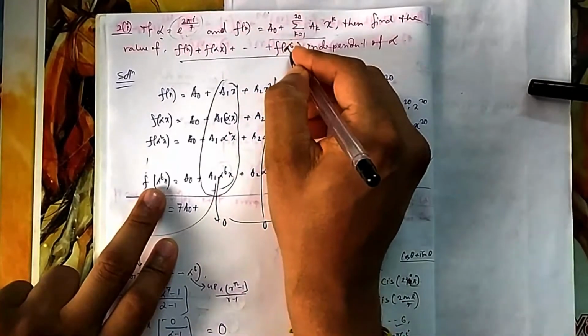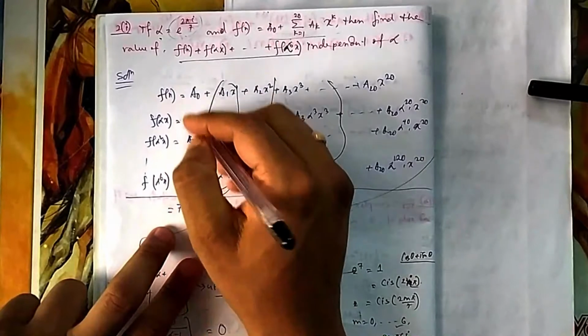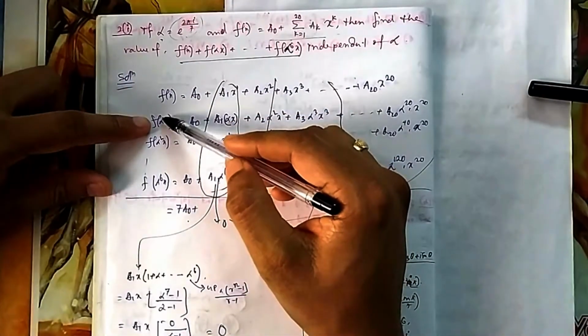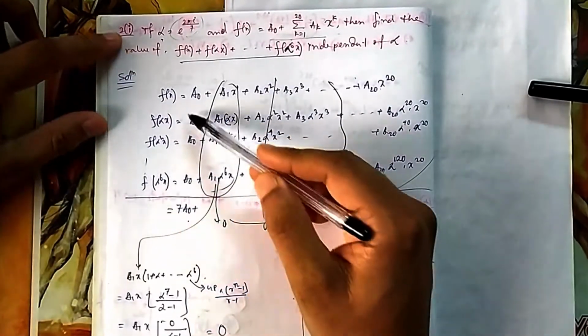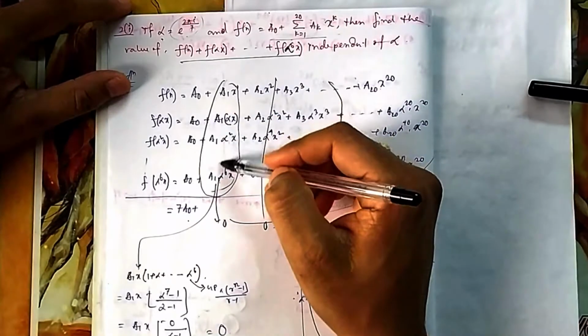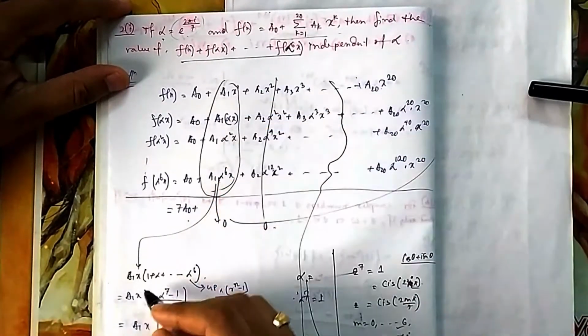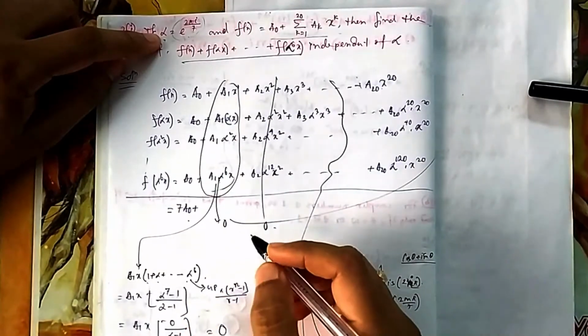Now if you add all this, as they have asked, this will be 7a0, because alpha to the power 0 to alpha to the power 6 gives 7 terms: 1 to 6 and then 1 extra. Now if you come to this one, think a little bit. If you take a1 common, it is 1 plus alpha up to alpha to the power 6. What is alpha? Alpha was one of the 7th roots.